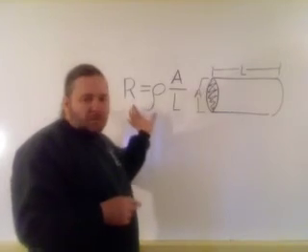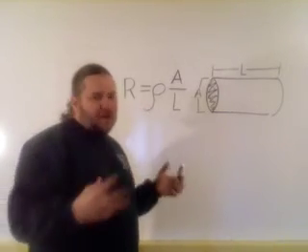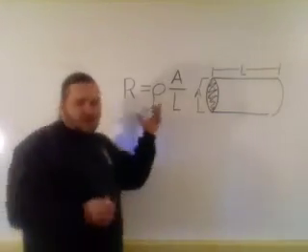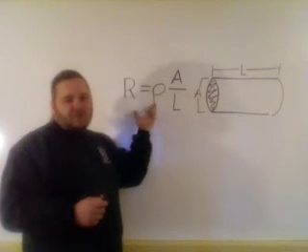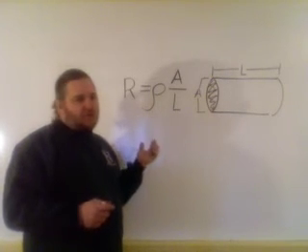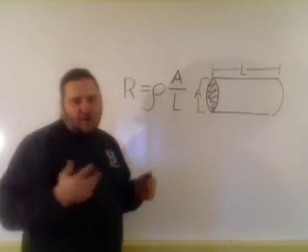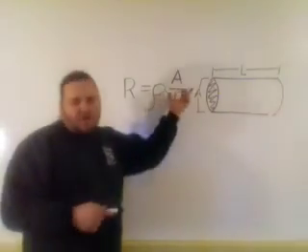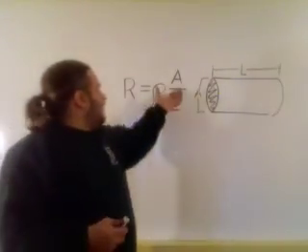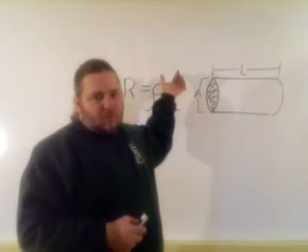Now, remember, rho is a property value. It's the material itself. That material, what it's composed of, has a huge effect on how much charge allows through. That's why we build wiring out of copper. The cross-sectional area, oops.